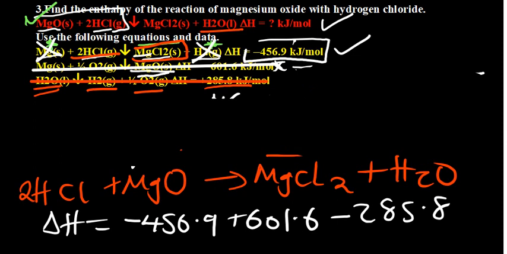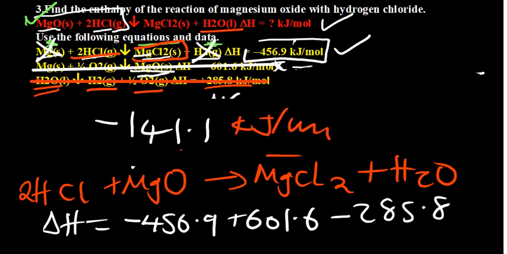So negative 456.9 plus 601.6 minus 285.8. I'm getting negative 141.1 kilojoules per mole. So that's it when it comes to Hess's law. What is very important is to just understand to work around with the equations. When you reverse it, let the sign be negative.